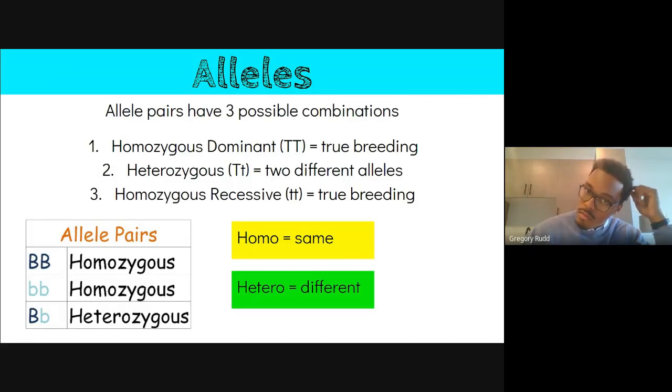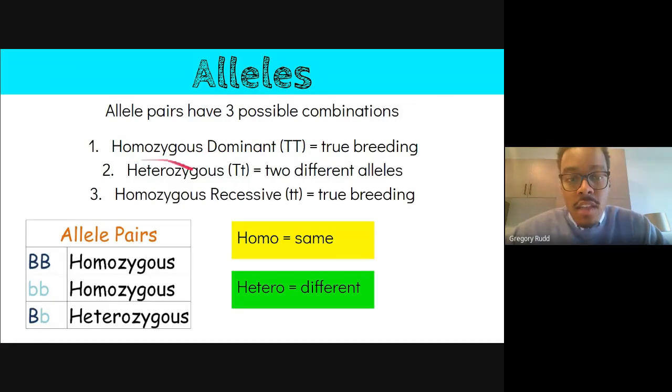Now, in the case of a homozygous dominant combination, you will end up with a dominant trait. In the case of a homozygous recessive combination, you will end up with a recessive trait. But in the case of a heterozygous combination, meaning I have one dominant allele and one recessive allele, then I'm going to end up more than likely with the dominant trait, because that's why we call it dominant. It overrides the recessive trait. So heterozygous is almost always going to give you the dominant trait. Any questions about that?